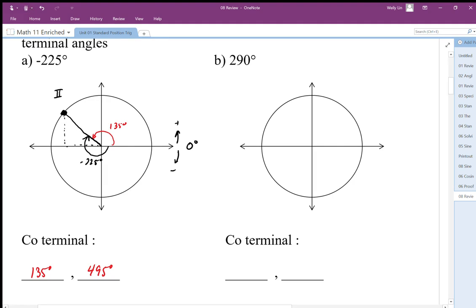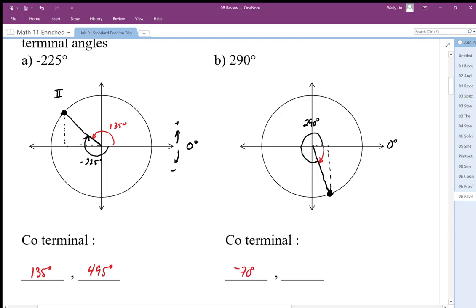So 290 degrees, I measure in this direction. Again, there's my 0. I go past 270, okay, and 290 is approximately there, and it locates that position there. So 290 degrees, and we draw our reference triangle. But again, the most important part is that position there, that dot. So if I want to find a coterminal angle, I can go in the negative direction, okay, or subtract 360 degrees. I end up with negative 70 degrees.